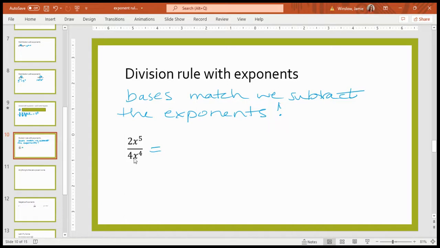Let's look at this one. The bases match, right? X and X. 5 over 4, you can expand it all out if you want to and divide, or 5 minus 4 is 1. So you would have 1 left on top. And of course, we could reduce 2 over 4, right, to 1/2. And that's it.